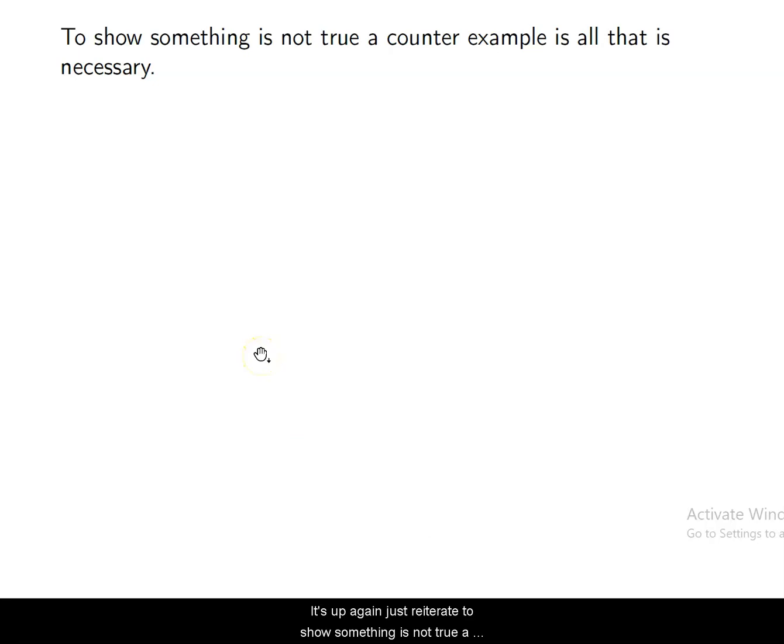So again, just to reiterate, to show something is not true, a counter example is all that is necessary. So let's get into a few theorems. Pretty much everything you're going to have to do in this section, you're going to have to verify through proofs. There's not really, hey, calculate this, calculate that. There's a couple of things that we'll get into towards the later end of this video. But for most things in this chapter, you're going to be showing through proof.